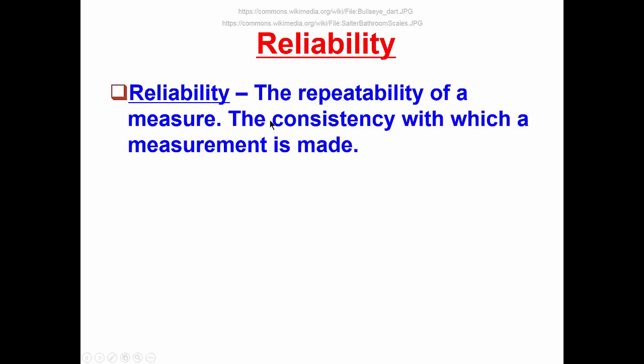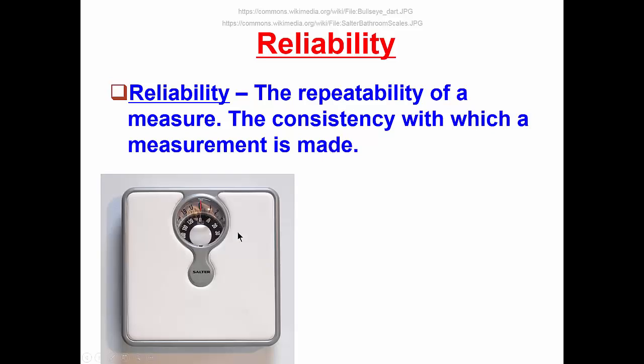We can also think of it as the consistency with which a measurement is made. And an example might help us. Let's assume for the moment that we are health psychologists, and we're very interested in helping people maintain a healthy body weight. We might use as one of our instruments a simple bathroom scale that registers either in pounds or in kilograms a person's weight.